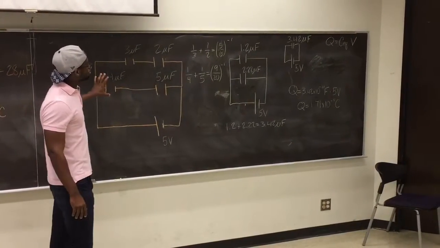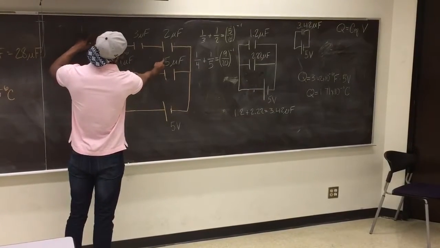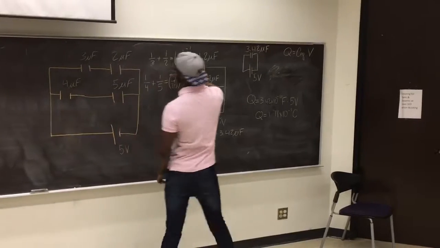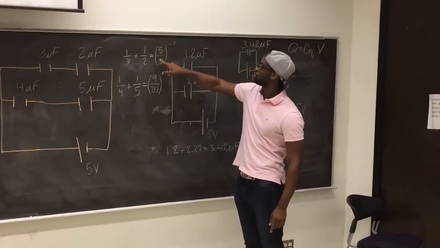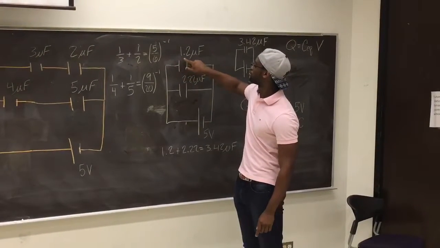Well, in order to approach this problem, you first have to add these two in series and these two in series, which we did right over here. As you can see, we added 1 over 3 plus 1 over 2, which gave us 5 over 6, and then the answer for that is 1.2.